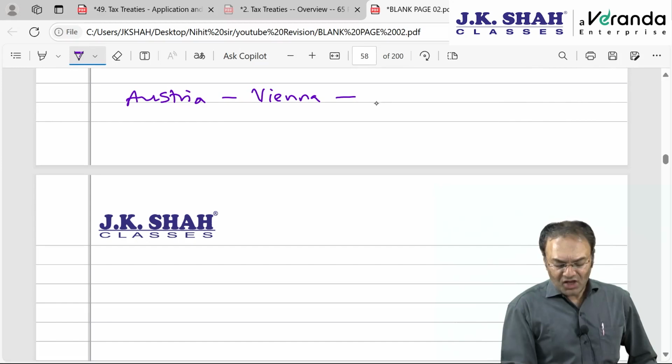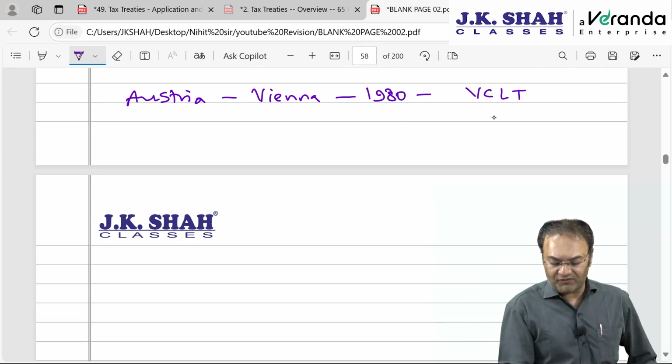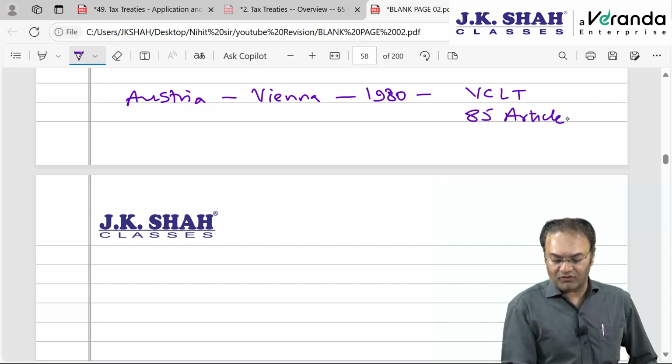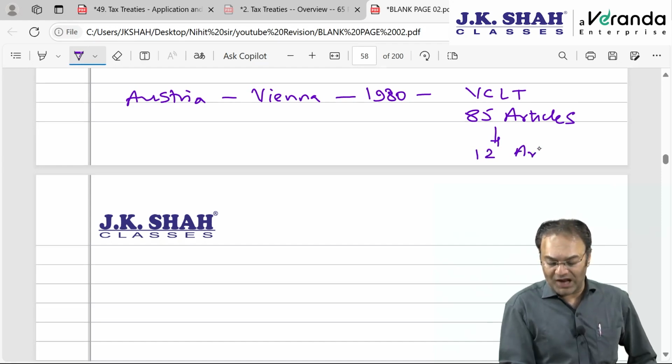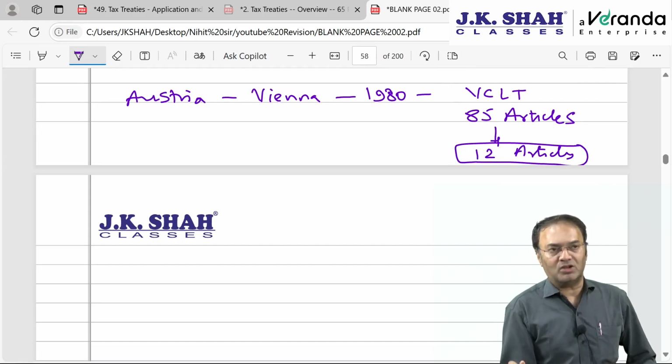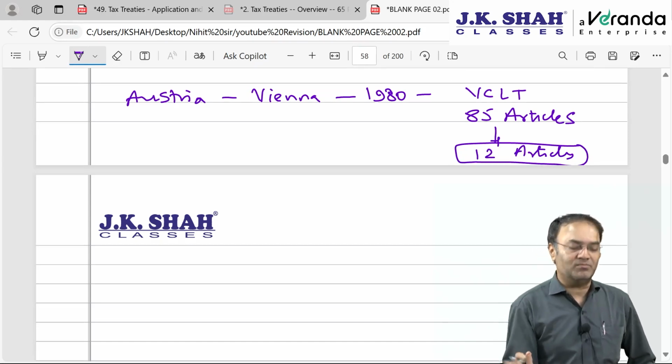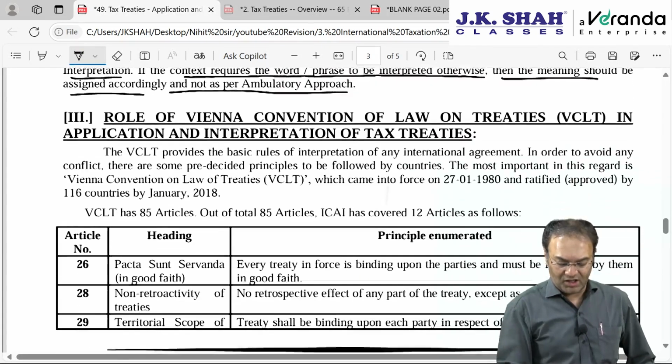So in 1980, various countries signed one agreement called the Vienna Convention on the Law of Treaties. It has 85 articles. Out of them, ICAI has covered only 12 articles, which we will be discussing. Some of them are very small, some are big, and some are of medium size. One by one we will be discussing.